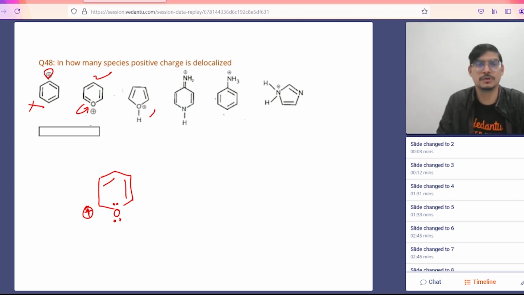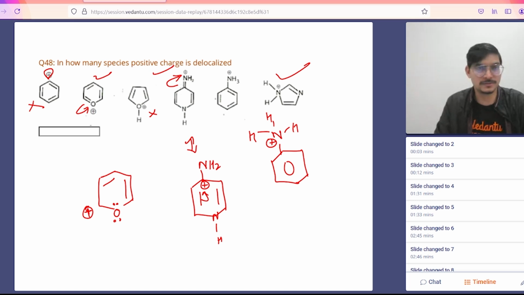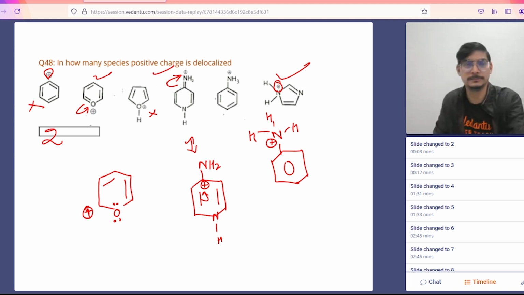Here again, there is no conjugation. Yes, there is conjugation in the next molecule. The positive charge is delocalized like this. All right, so then conjugation can go either left or right. So yes, this is also. In anilinium ion, there is no possibility for positive charge to be delocalized because there is no p orbital on nitrogen atom. That's why this cannot participate in delocalization. Also in the last species, again, nitrogen has positive charge and no p orbital is available. So again, no participation of positive charge in delocalization, leaving 2 as the correct answer.